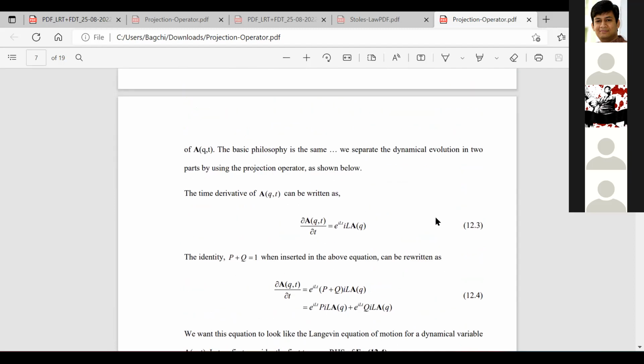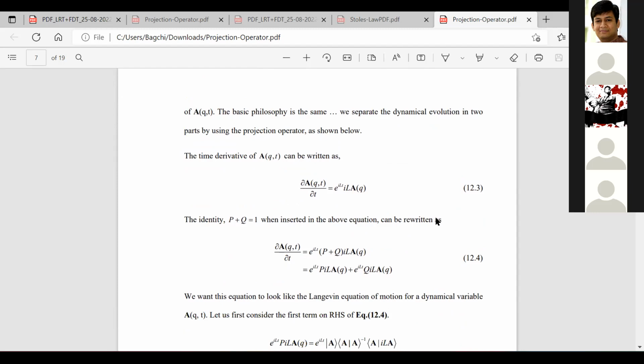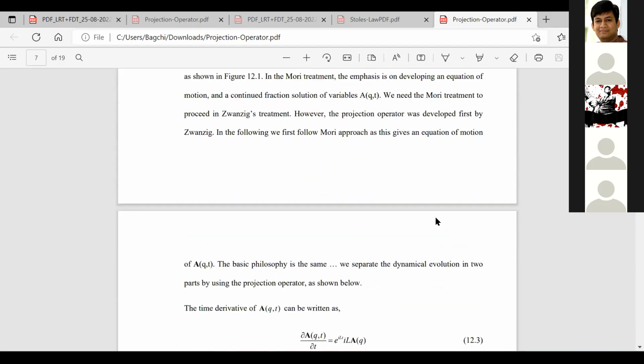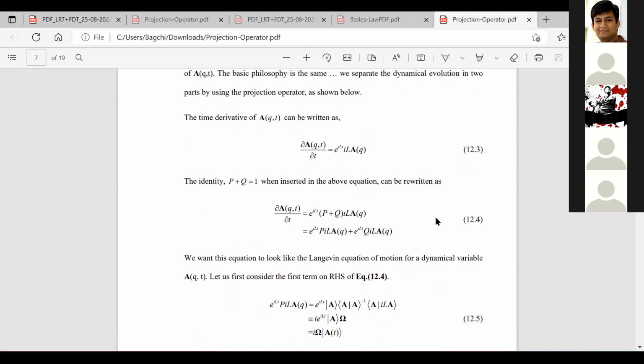So A(t), remember, A(t) is e to the power iLt acting on A. A(0) has no time dependence, at t equal to 0, sorry. And I take the derivative, I get e to the power iLt, times LA. Then I do something, actually Zwanzig did, the identity that I project on that. So P plus Q is 1 because projection and orthogonal, the two together become 1, because you can decompose any quantity into two perpendicular parts, one along A, the other orthogonal to that. So P plus Q is equal to 1.